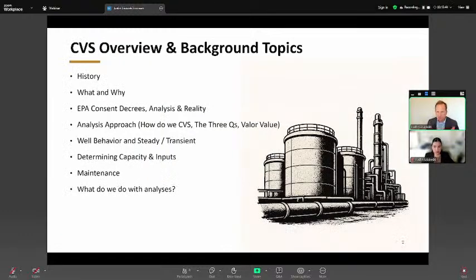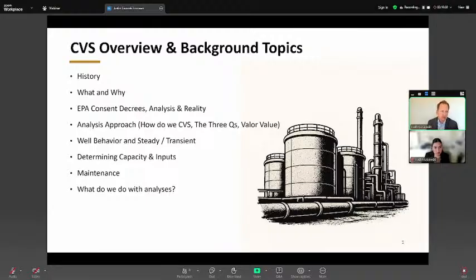So as we kind of go through this, from an overview, we'll talk about CVS, closed vent systems. You also might see VCS, which is also a way to look at vapor control system. Those are kind of interchangeable. But as we get into the design and analysis of these systems, we always focus first on the history as to how we got to where we got.